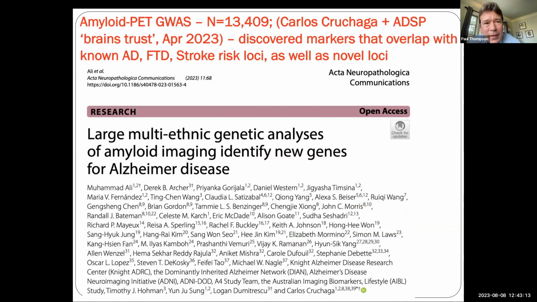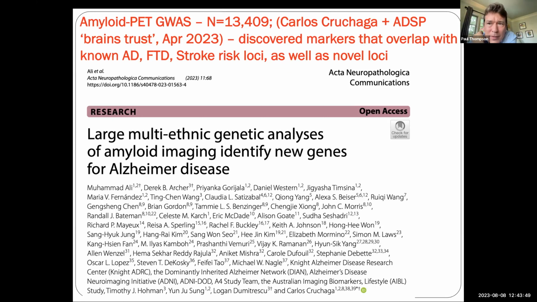Now, I don't want to stick with MRI. So those of you working in the ATN framework, there are many biomarkers in imaging that look directly at tau or amyloid, or in this case, amyloid PET. This very nice study came out in April. Last author, Carlos Cruchaga, many of you are contributing to this one, showing a very interesting genetic architecture for amyloid deposition measured with PET in just over 13,000 individuals.